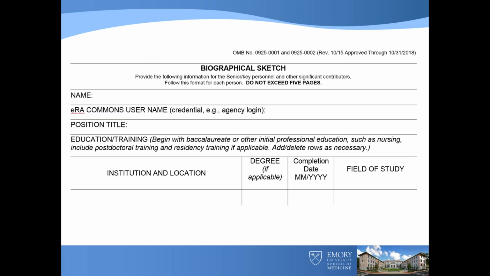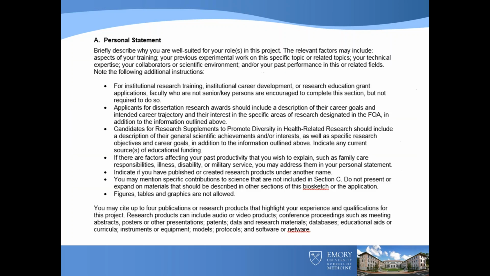This is the first part of it. This is your basic demographics, who you are, what's your Commons name, what's your position, and then it asks you for your education and training, your institution, location, degree, when you completed, and your field of study. So this is the easy part. That will not change unless you get a promotion or something, and then you indicate that under position. This part stays constant. What doesn't stay constant are some of these other sections.